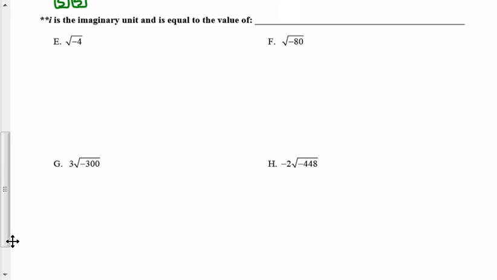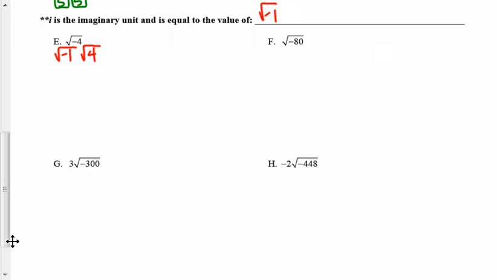So what happens is if there's a negative under the square root, there's a whole different set of numbers we deal with, and they're called imaginary numbers. So we're now entering imaginary number land. I is the imaginary unit and is equal to the value of the square root of negative 1. Anytime you have a negative under your square root, you're going to first break this down into the square root of negative 1 and the square root of the positive value. So negative 1 times 4 is still negative 4.